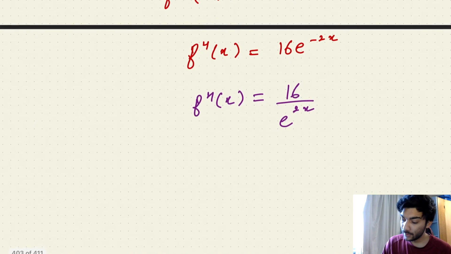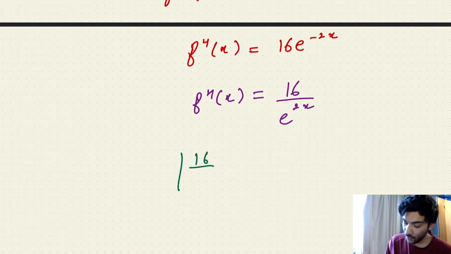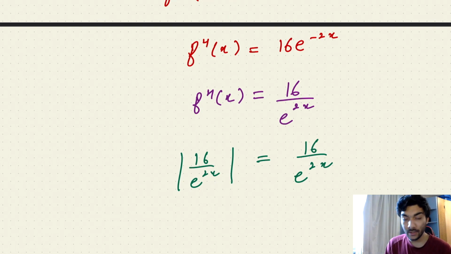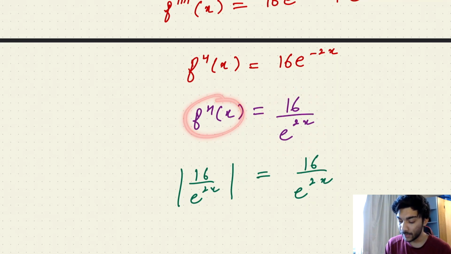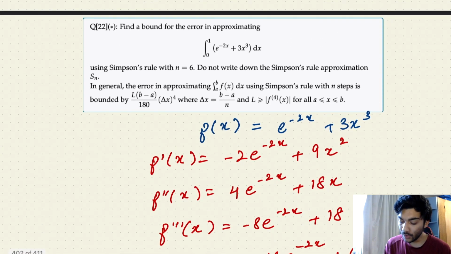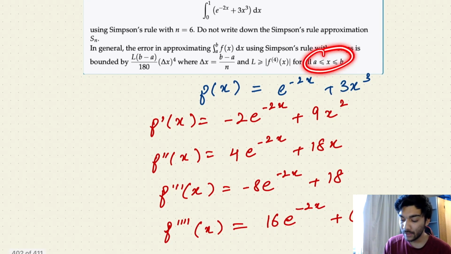Because taking the mod or the absolute value of 16 upon e to the power 2x is basically the same, right? 16 upon e to the power 2x, since both of these values in the numerator and the denominator are positive. So we know that now we got the fourth derivative of f of x, and we know that the absolute value of the fourth derivative of f of x would also be this expression over here. And now we want to calculate the maximum value of this fourth derivative of f of x to calculate the value of L for all the values which lie in between this interval over here, right?